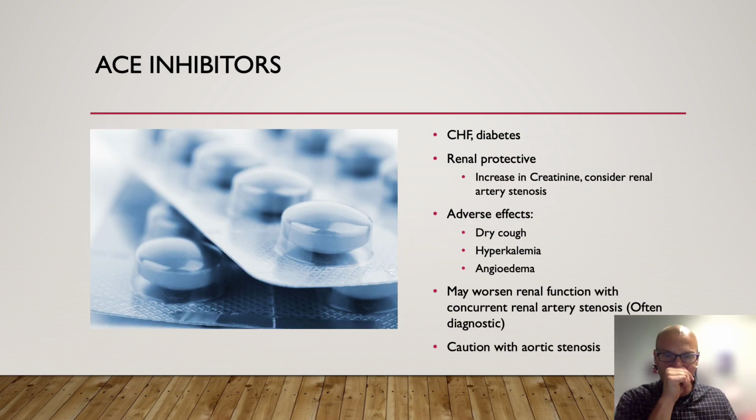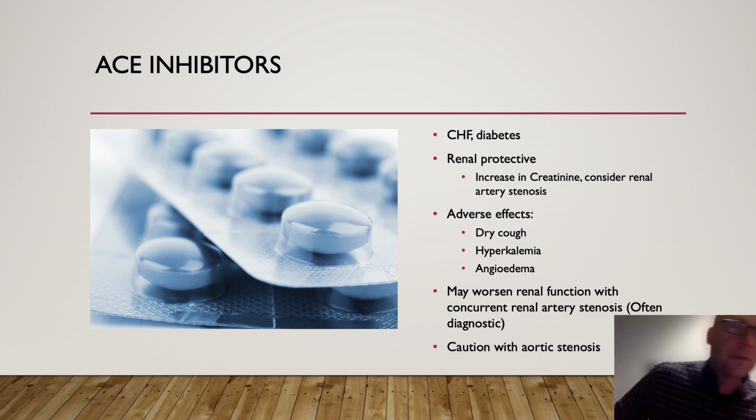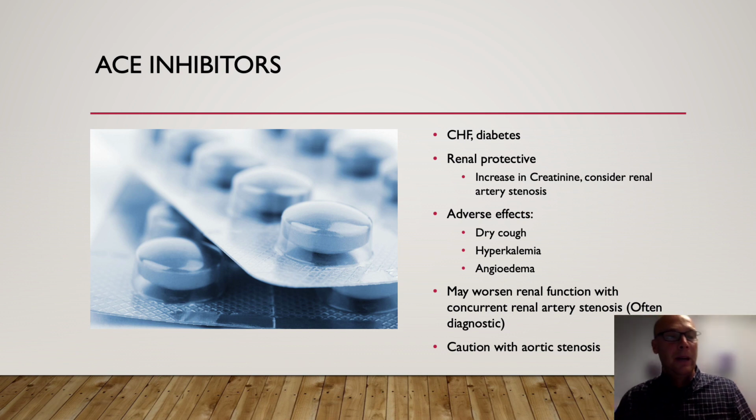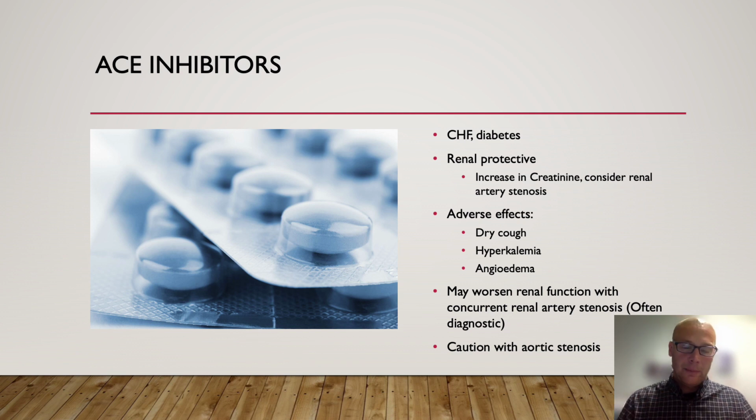So moving on to ACE inhibitors. ACE inhibitors are very common. You see them all the time. They work on inhibiting the ACE within the whole renin system down into the kidneys. They work really well on diabetics. They're kidney protective. They work very well with heart failure patients. They can be diagnostic sometimes to try to figure out what's maybe causing the person's high blood pressure.